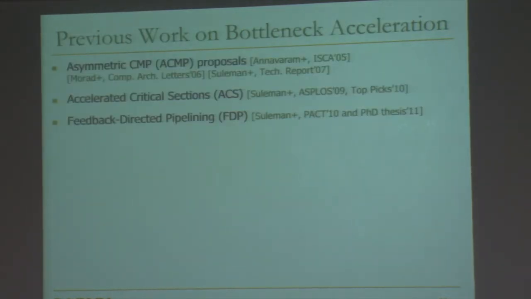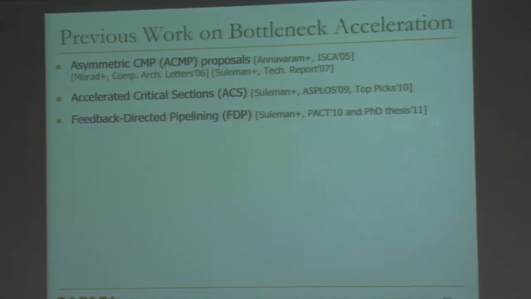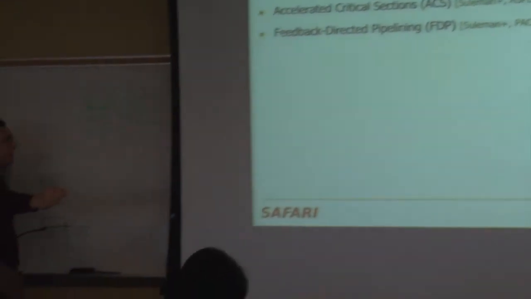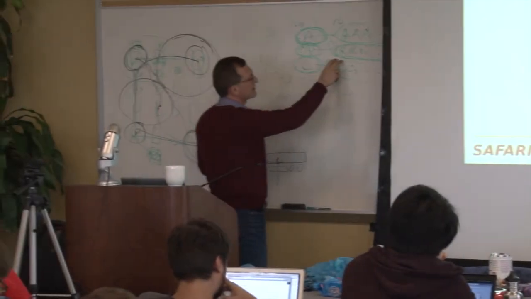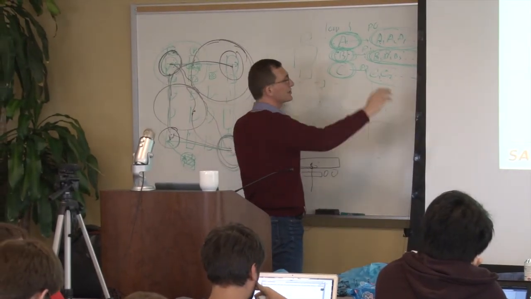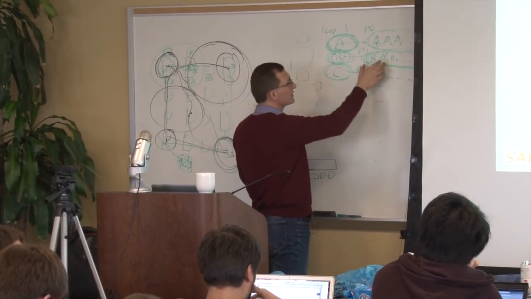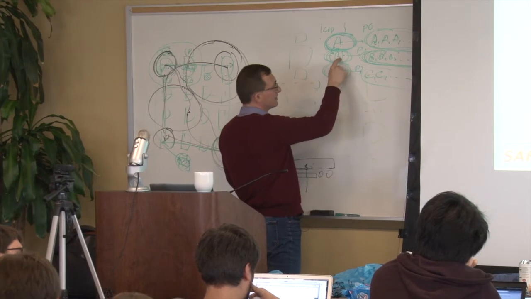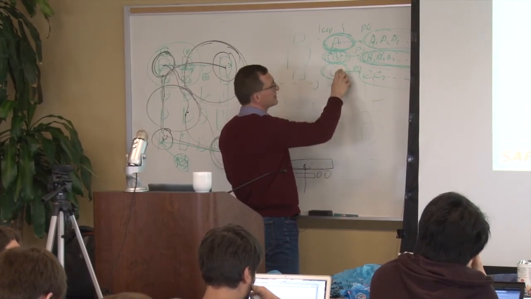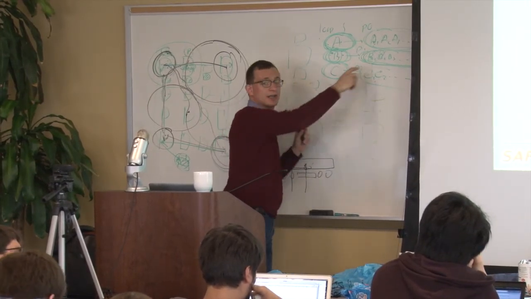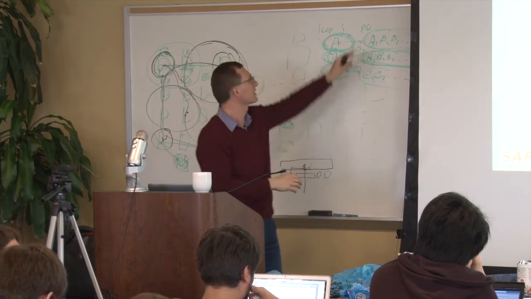Let me briefly talk about this also. But we've talked about accelerated critical sections. But there's also something called feedback-directed pipelining that I would like you to take away. The idea with feedback-directed pipelining is if you actually look at these threads, this is a software library. And basically, software over time looks at which threads, what is the throughput of these Bs, As, and Cs on their engines. How many Bs are you completing per cycle? How many As are you completing per cycle?